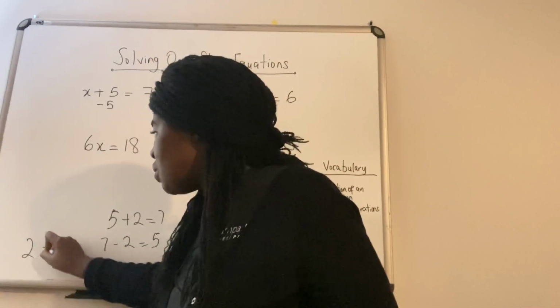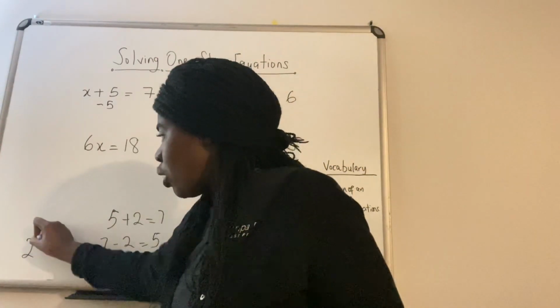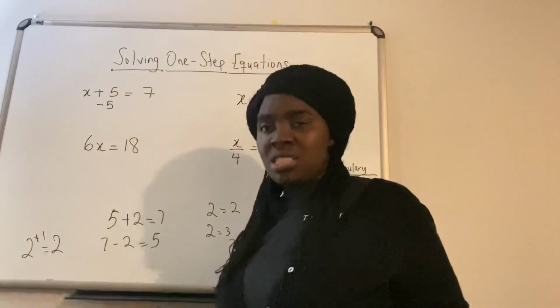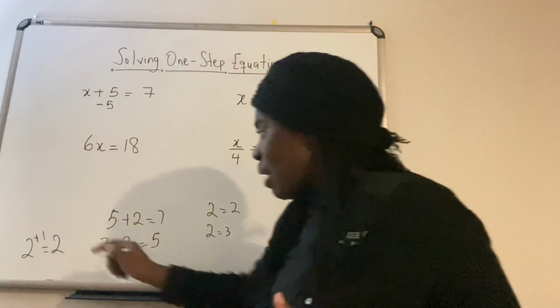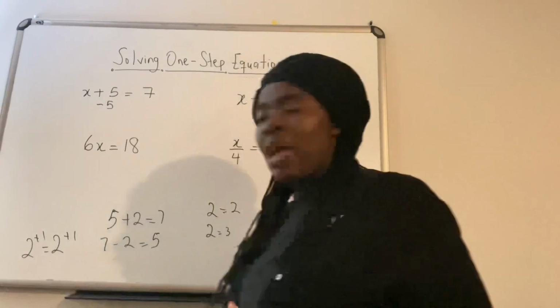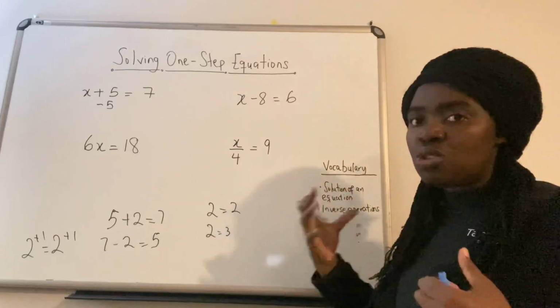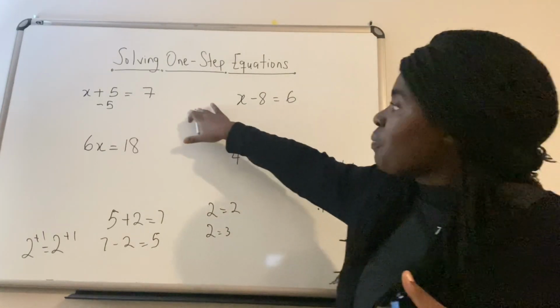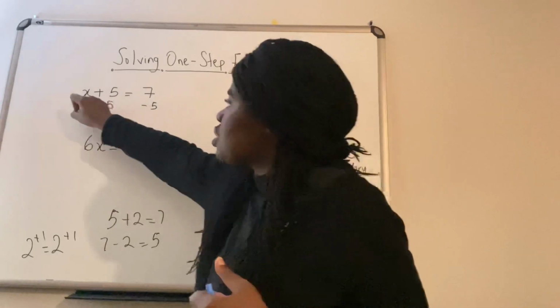If I say 2 is equal to 2, that's true. But what if I were to add 1 over here? 2 plus 1 is 3. Is that equal to 2? No. If I wanted to still make my equation true, I would have to do that here as well. Add 1 to the other side. So whatever you do to your left in an equation, you have to do to your right side. So here, I subtracted 5. That means I have to do the same thing here, so I don't change my equation.